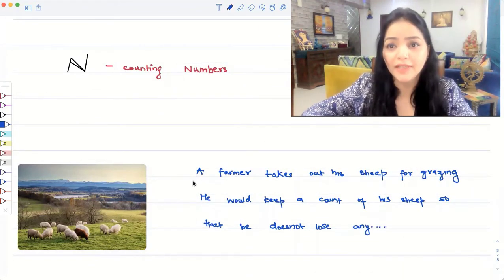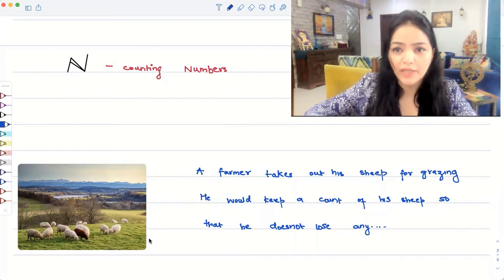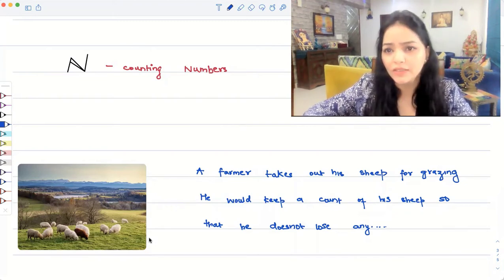Counting must have been essential since ages, right? Counting numbers are called natural numbers, and counting generally starts with 1.